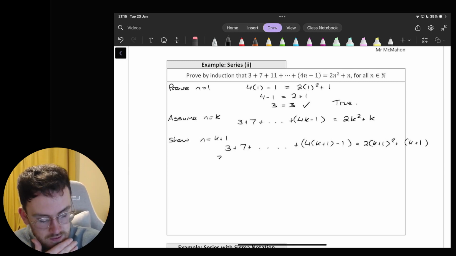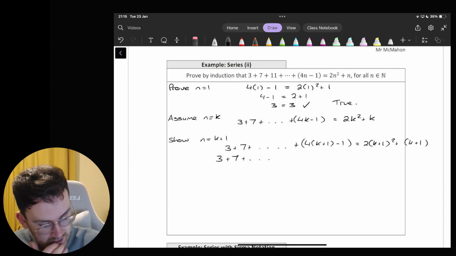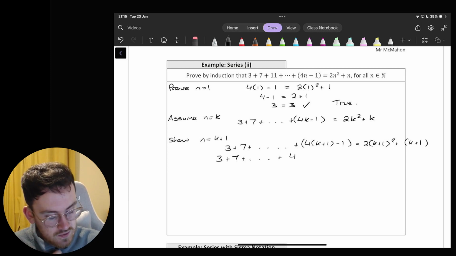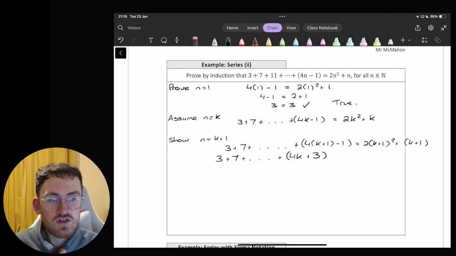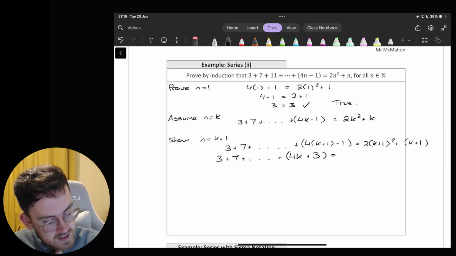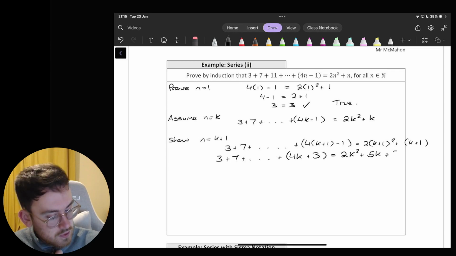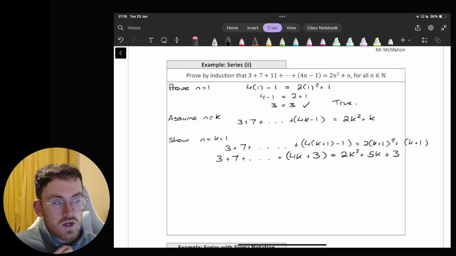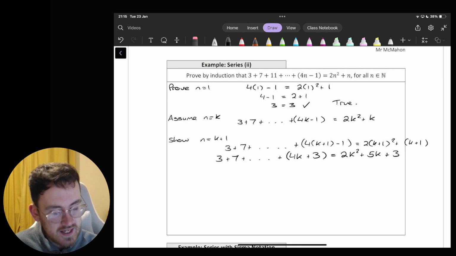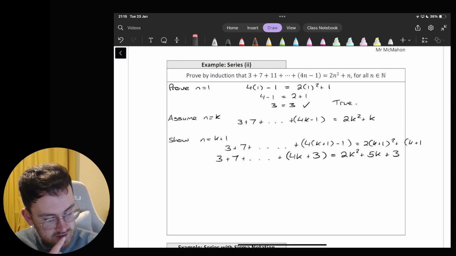Okay, and we can simplify this down a little bit and tidy things up. If I multiply out this first bracket, it gives me 4k plus 3. And if I multiply out the right-hand side overall, I'm going to get 2k squared plus 5k plus 3. That's just from multiplying out the bracket and adding on the last k plus 1. And we could even take that without the brackets if it makes it a bit clearer.